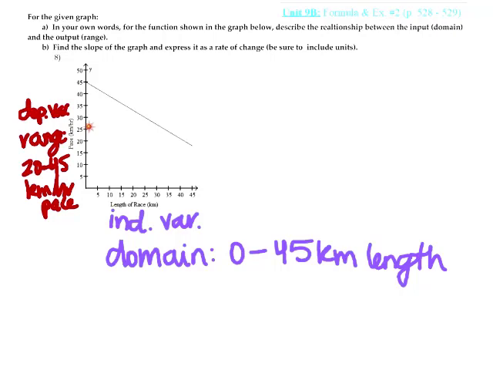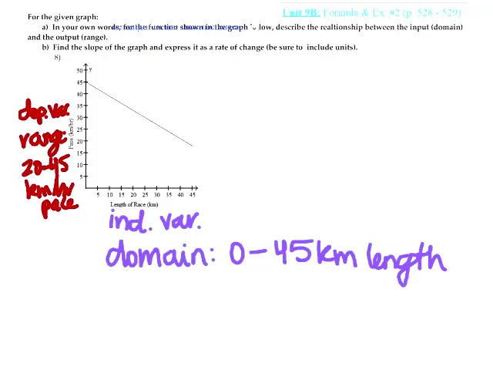Now that we've identified the different variables, we want to go back to part A. We're asked, in your own words, for the function shown in the graph below, describe the relationship between the input, the domain, and the output, the range. Remember, our domain we determined as being 0 to 45 kilometers in length. It corresponds to the independent variable of the length of the race. And then our range falls between 20 to 45 kilometers per hour pace, and it corresponds to the dependent variable of pace. So as the length of the race increases, the pace decreases. That would be appropriate for part A. That could be a potential response to part A.